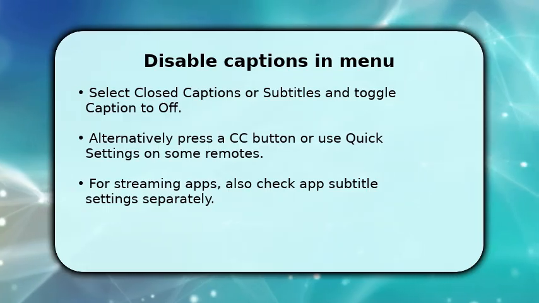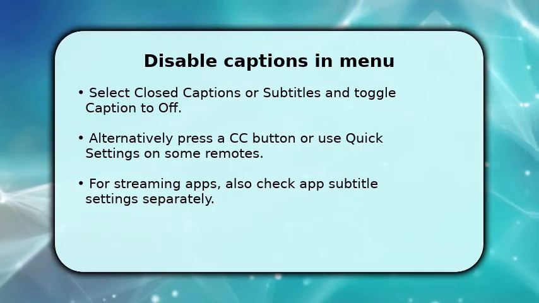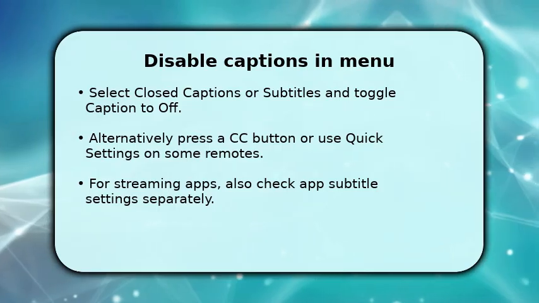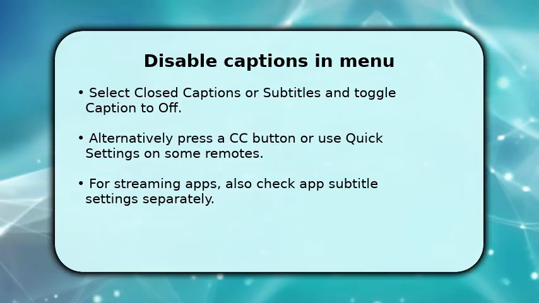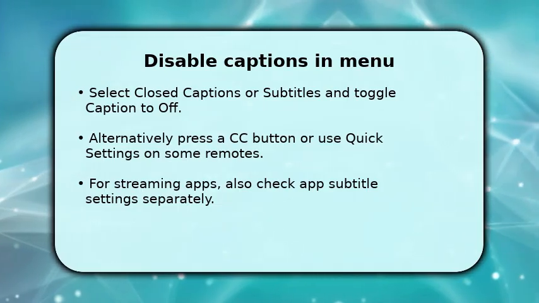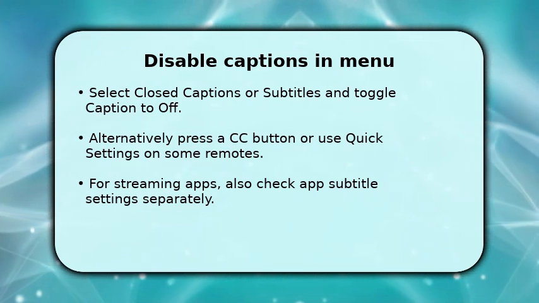Note: streaming apps like Netflix or Prime override TV captions. Make sure to open the app subtitle menu and turn subtitles off there as well. Once done, captions should be gone across input sources under TV control. You should exit Settings and test by changing channels and inputs to confirm captions stayed off.